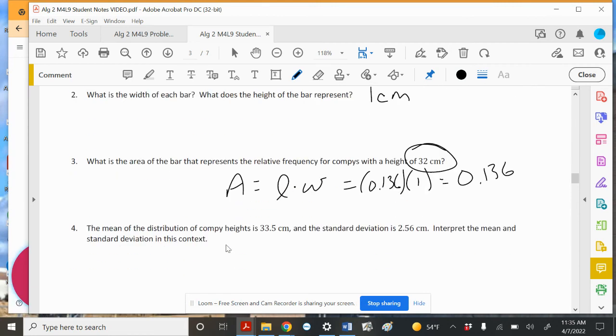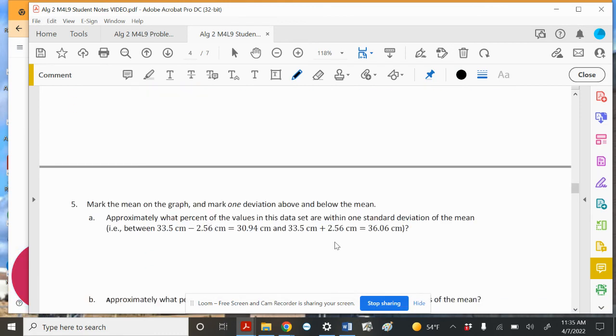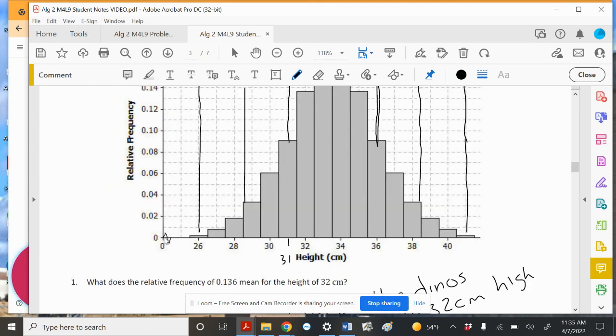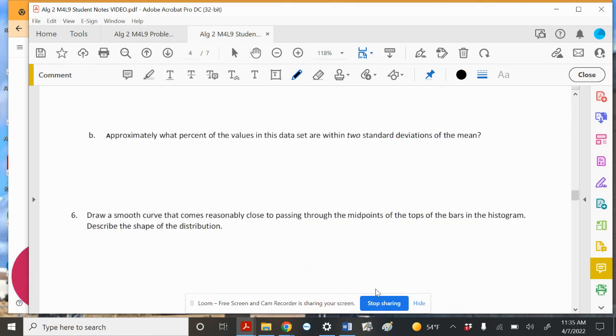And then the mean of the distribution, so we've already done those two. Approximate the value. So of course, notice here we do 33.5 minus 2, and I estimated this to 2.5 approximately. So I said, well, if we notice that the first standard deviation is located here at 31, and the first standard deviation on the other side is located at 36. So that's what we have for our values there.